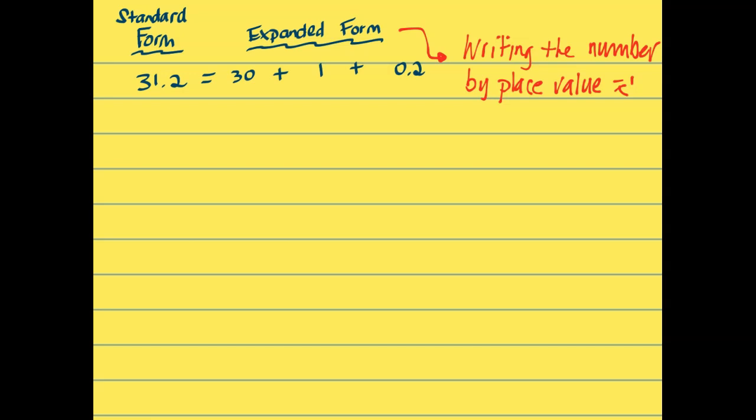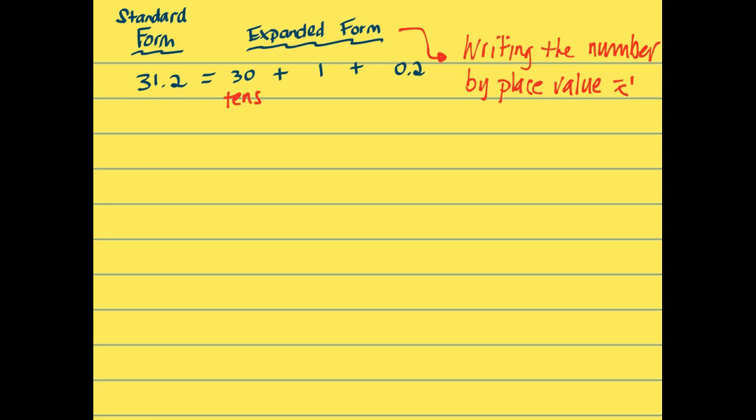Writing expanded form is just writing the number by place value. Nothing more than that. Notice that in my example, I have a standard form of the number 31 and 2/10. And that's the same as 30 plus 1 plus 2/10. That's what our lesson is going to be about today. Now you are going to be writing things in different forms, but I think you'll be okay with that. We'll just relearn this together. Let's get started.